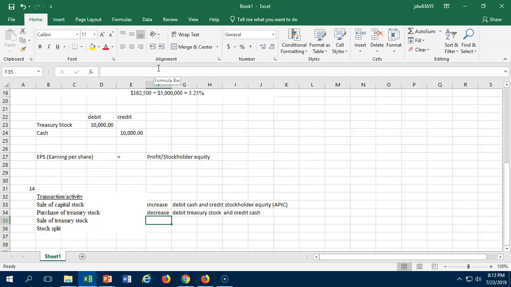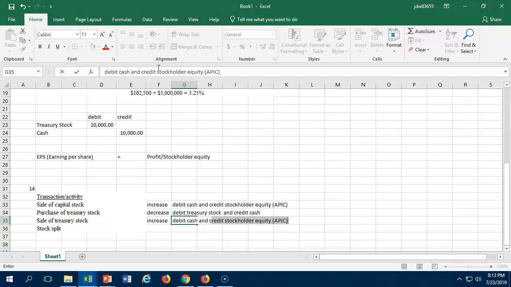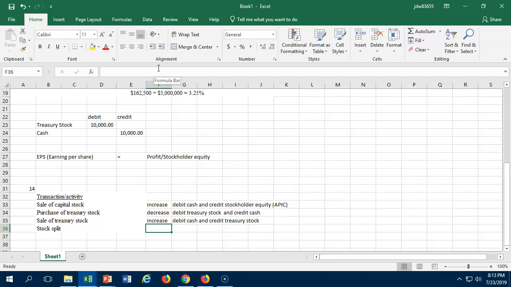Sale of treasury stock. Would that increase or decrease additional paid-in capital? Yep, because the journal entry for that is you debit cash and then credit the treasury stock. Here's a trick question. Stock split. None.